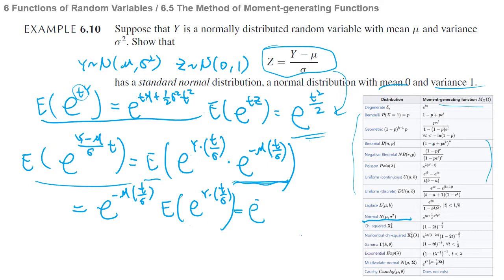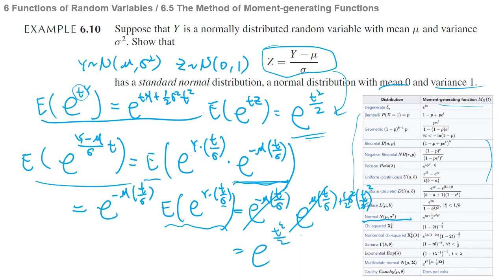So this is e to the minus mu t over sigma, and if we put t over sigma inside of t, it is e to the mu times t over sigma plus 1 over 2 sigma squared times (t over sigma) squared. This part cancels, the sigma squared cancels, and we get e to the t squared over 2. So we proved that this one is the same as this one. So if we define Z equal to (Y minus mu) divided by sigma, then it will follow the standard normal distribution.